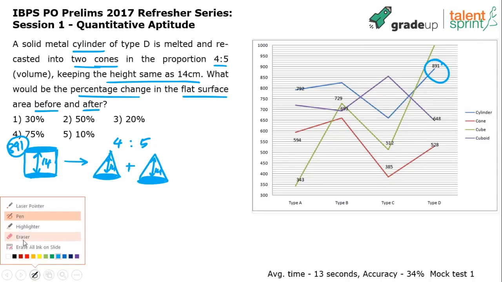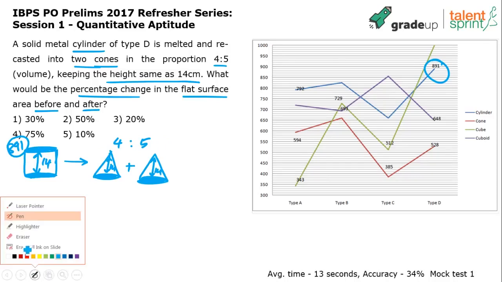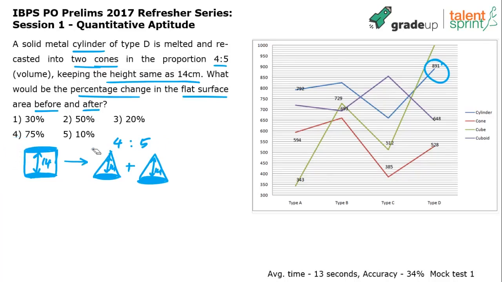So I'm sure some of you would have tried using 891, breaking 891 into 4:5 and all that, but that drama is not needed. Without using the volume, we can solve this question. So let me explain that smart method to you directly.